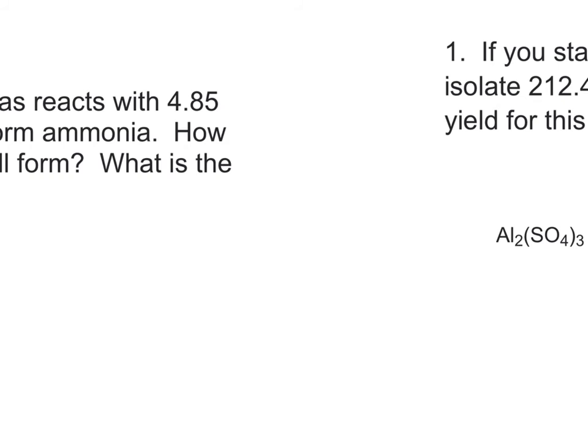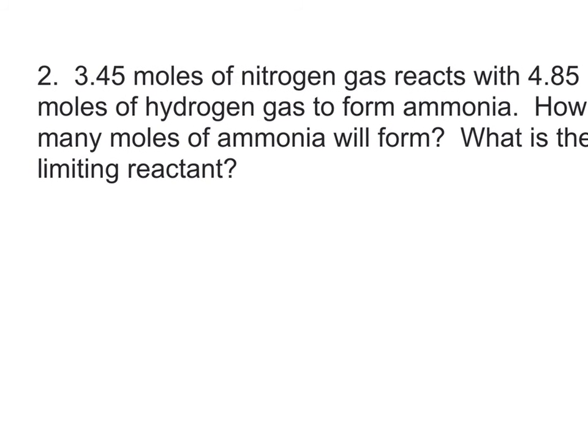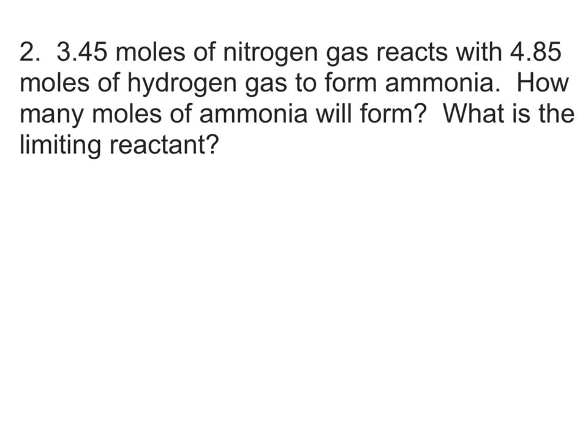Okay. Second to last problem that I'm going to show you. We have 3.45 moles of nitrogen reacting with 4.85 moles of hydrogen to form ammonia. This is out of the limiting reactant section, number 2. They want to know how many moles will form and what is the limiting reactant. Well, this is another problem that didn't give us the chemical reaction. Fortunately, though, it tells us all the pieces. It doesn't always tell us the pieces. It says nitrogen reacts with hydrogen, don't forget the reacts part, and it forms ammonia.